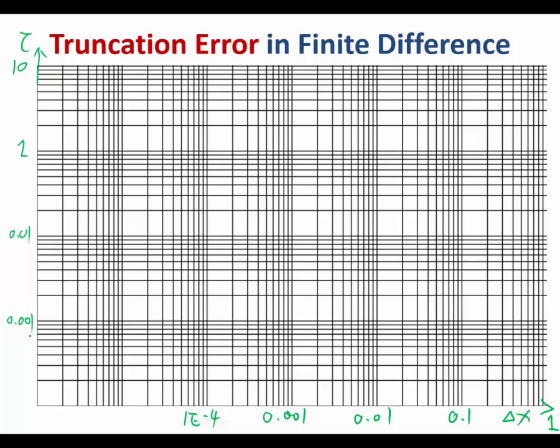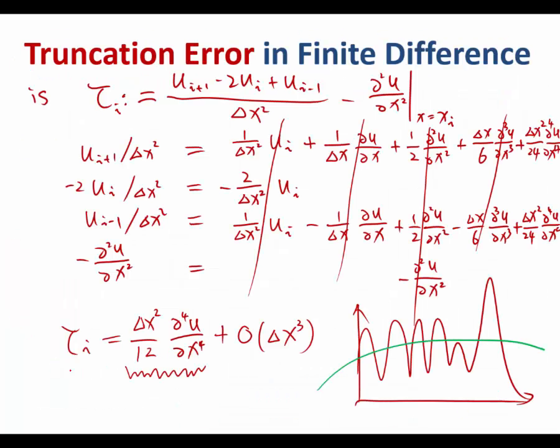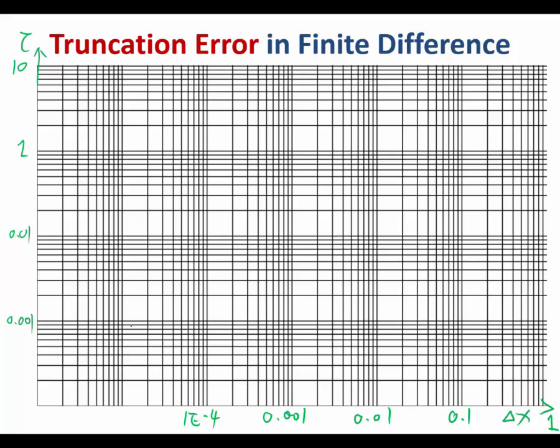So if I have the truncation error that goes like this, that is proportional to delta x squared, how do you think the relationship looks like in a log scale? A straight line with a slope of 2, exactly right. So this is very important because that is the way you usually numerically quantify how much error you're producing.